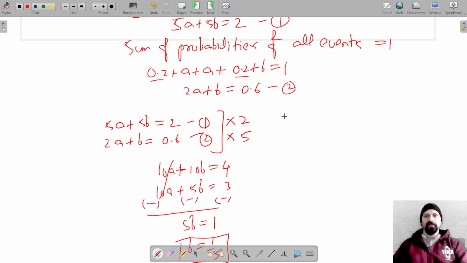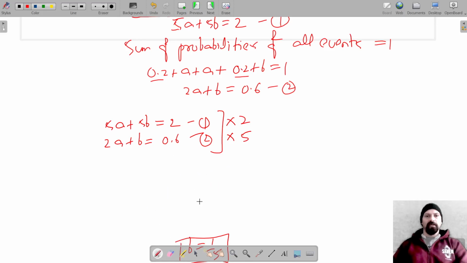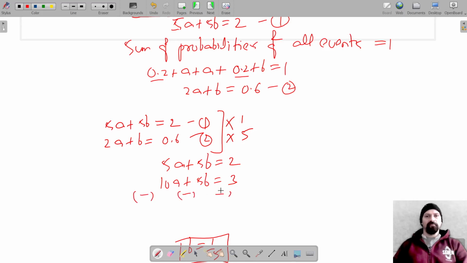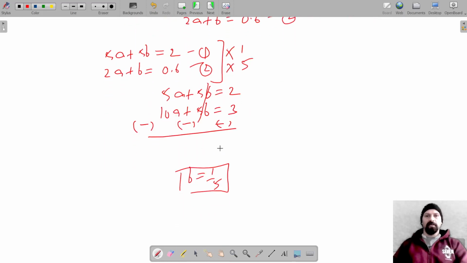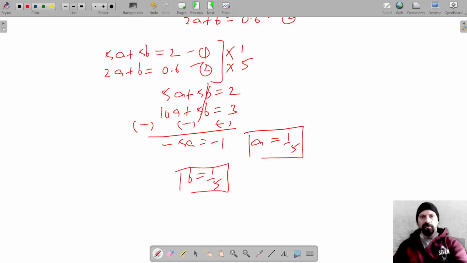And if b is equal to 1 by 5, let's get a. Now we have got b, and now I'm going to multiply these two equations. Let's multiply the first with 1 and the second with 5. So the first will remain as it is, 5a plus 5b is equal to 2, and this is now 10a plus 5b is equal to 3. Subtracting these two equations, this is now negative 5a is equal to negative 1, which gives me a is equal to 1 by 5. So we have got the values of a and b, which is 1 by 5 for both.